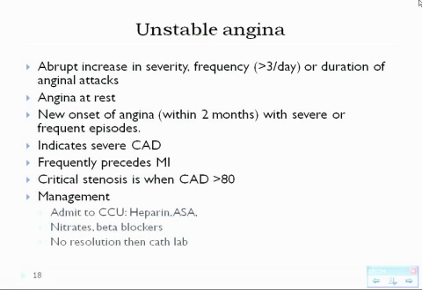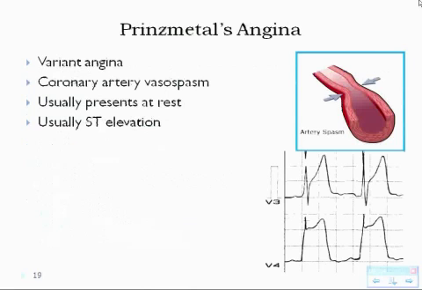Management, nitrates and beta blockers are the principal therapies because nitrates are vasodilators of coronary, and the beta blockers slow down workload, so it limits the actual management. The problem with beta blockers, of course, if the person develops a heart failure, it will push them into heart failure even faster, which we'll talk about in the next hour. And no resolution then to go for a cath lab.